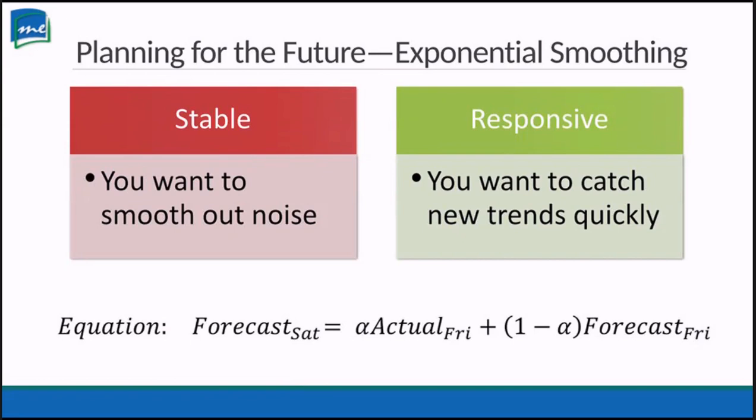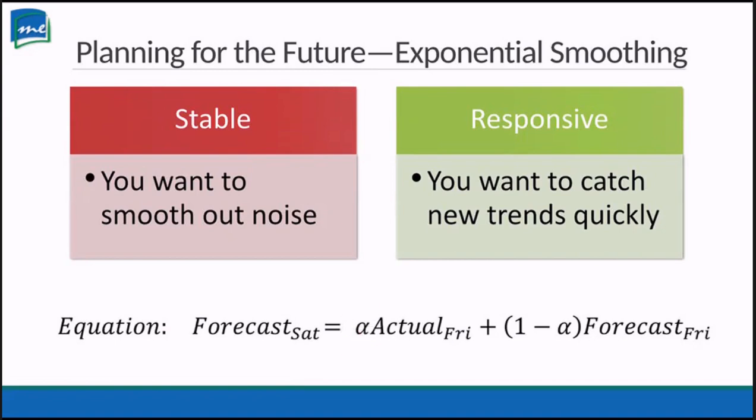Exponential smoothing focuses on smoothing out noise, because if you connect a lot of historical data, the data for last year may have a very rare impact on the forecasting for this year. So if you want to smooth out noise, or if you want to catch new trends quickly, exponential smoothing will be a very useful tool. And it helps you to do this by weighting your last period's demand with your last period's forecast.